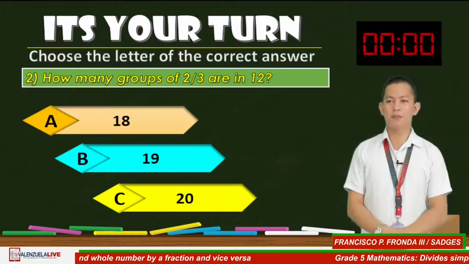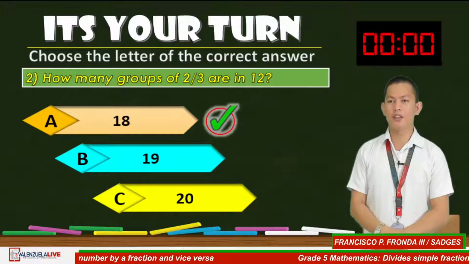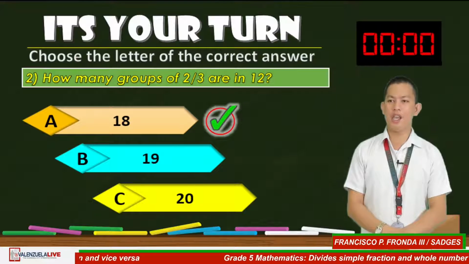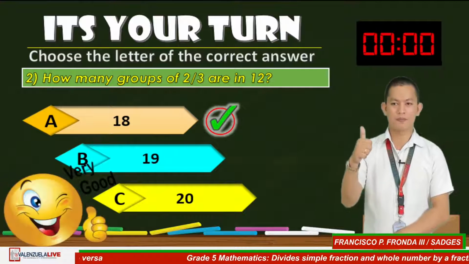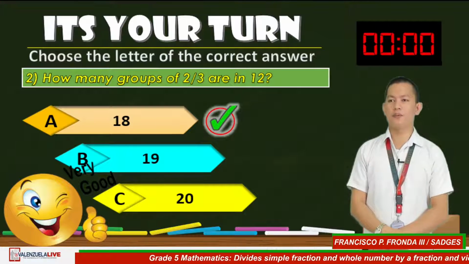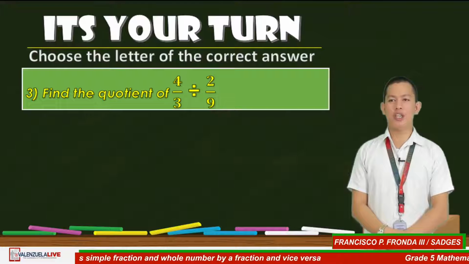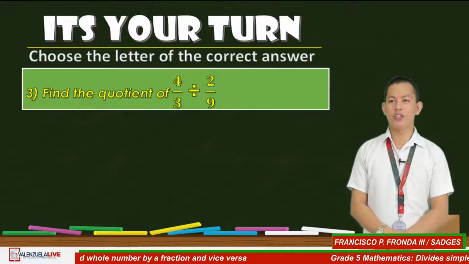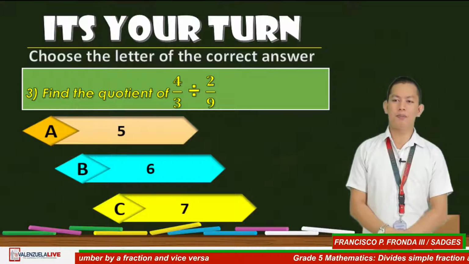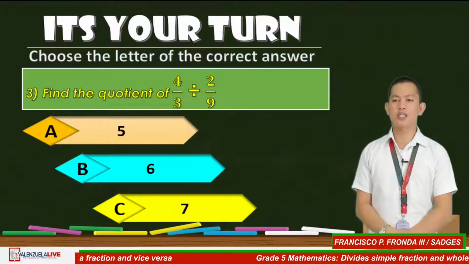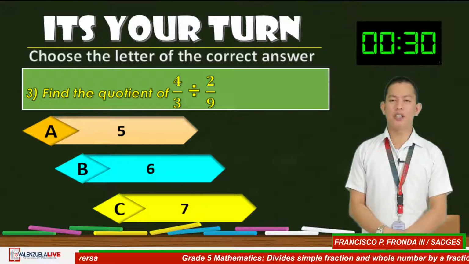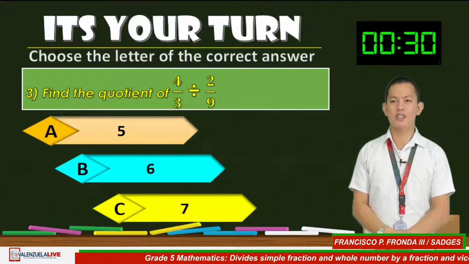Okay, time is up. The correct answer will be, very good grade 5 learners, letter A, 18. Next, for number 3, find the quotient of 4/3 divided by 2/9. The choices are A, 5, B, 6, C, 7. You have 30 seconds. Your timer starts now.